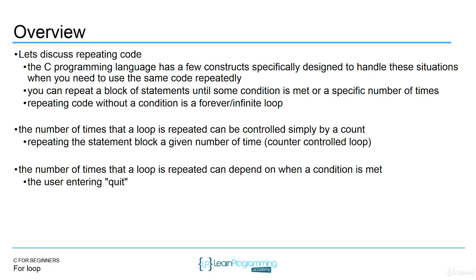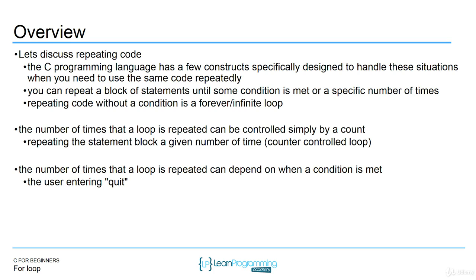For example, you can run a loop that says, I'm going to run my loop over and over until the user enters quit. So until the variable changes to quit. It's not counter-controlled. Again, it may run 10 times, it may run 100 times. These are the two different types of loops.